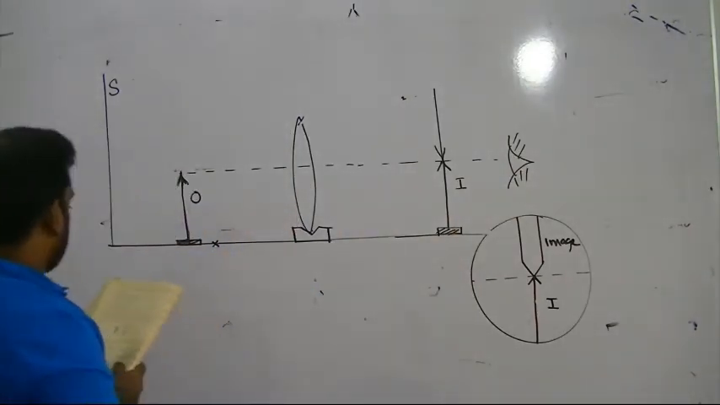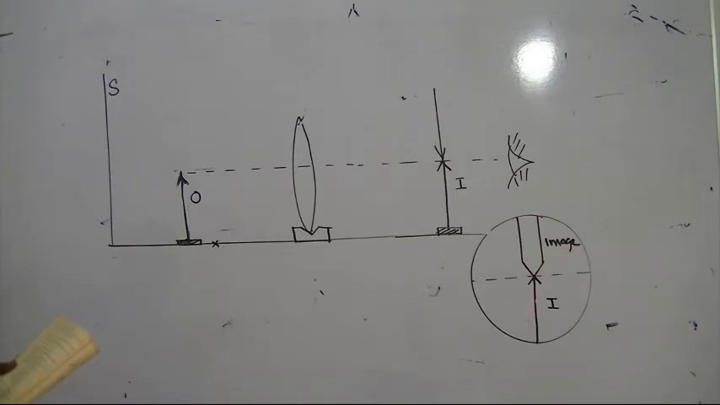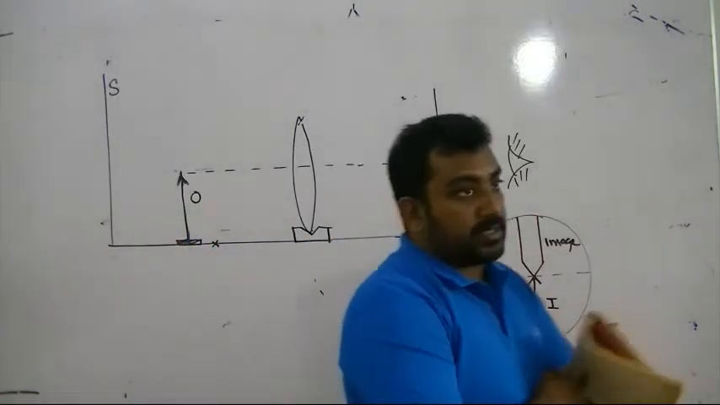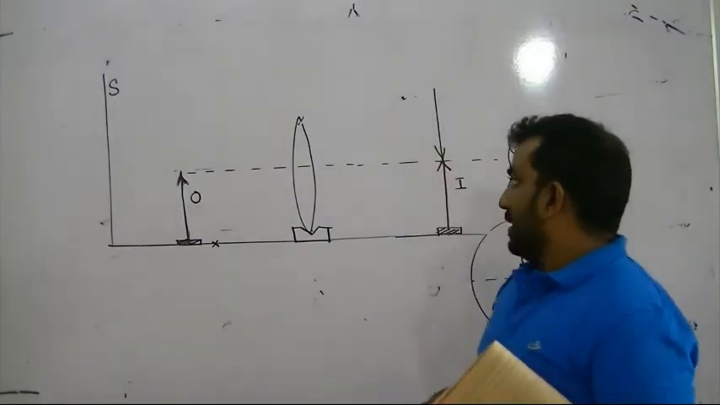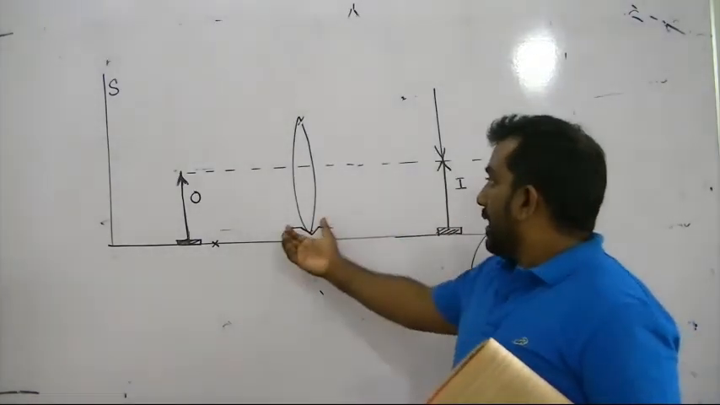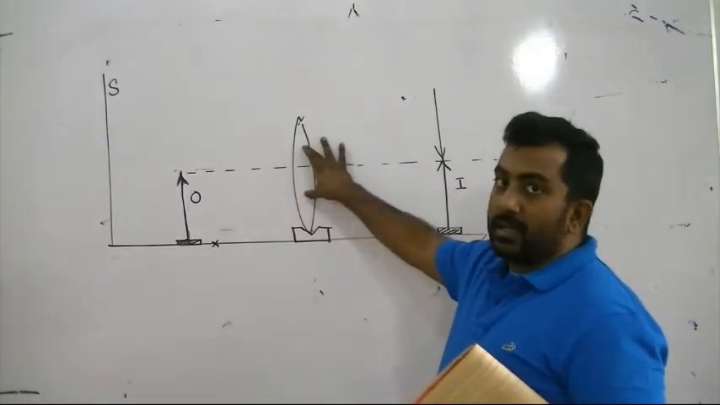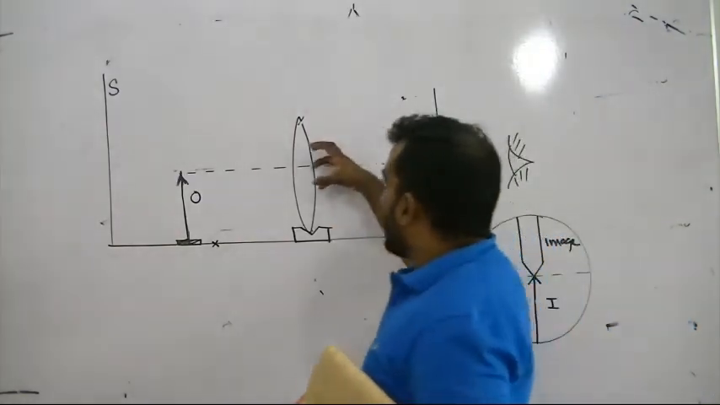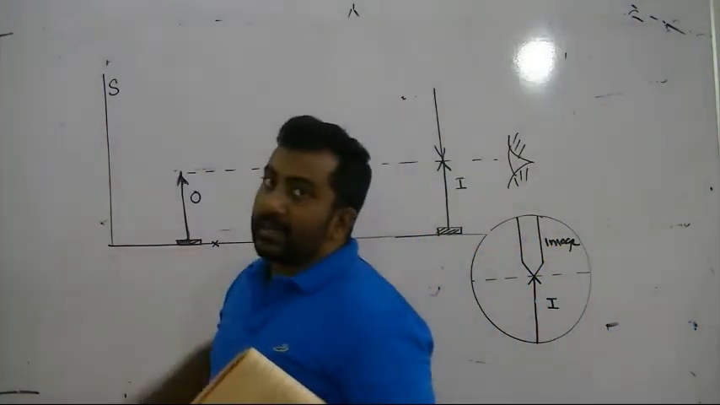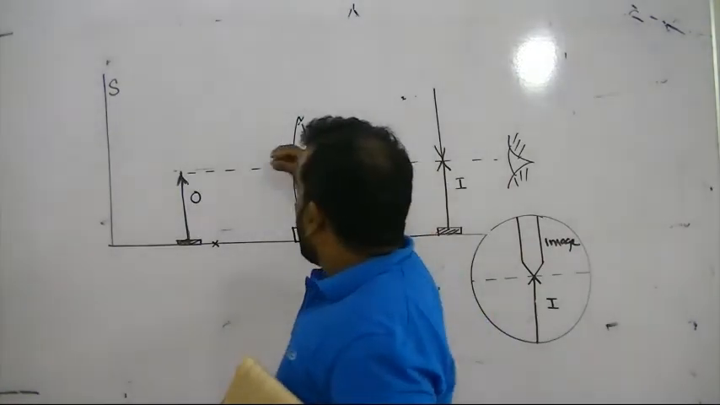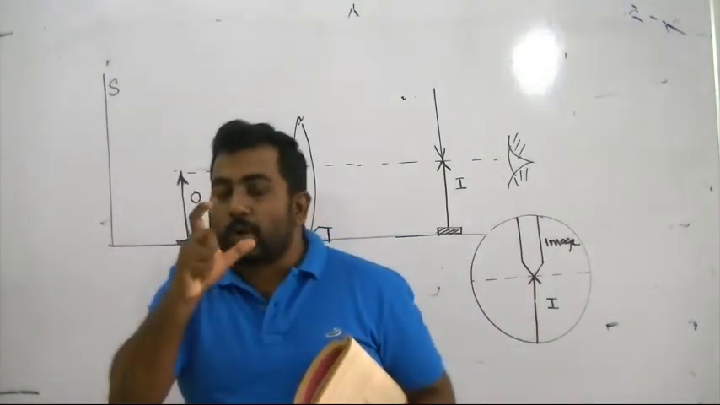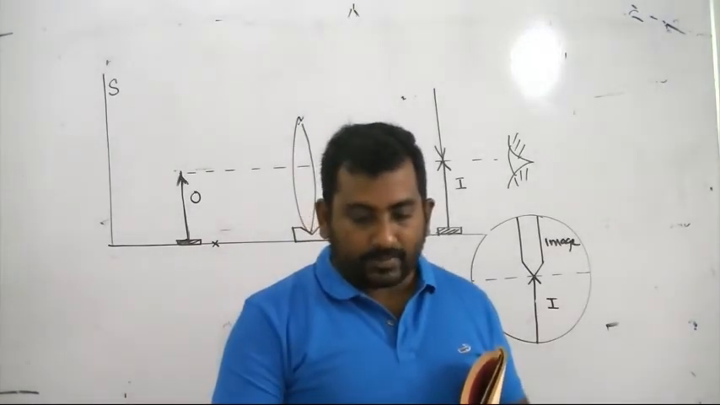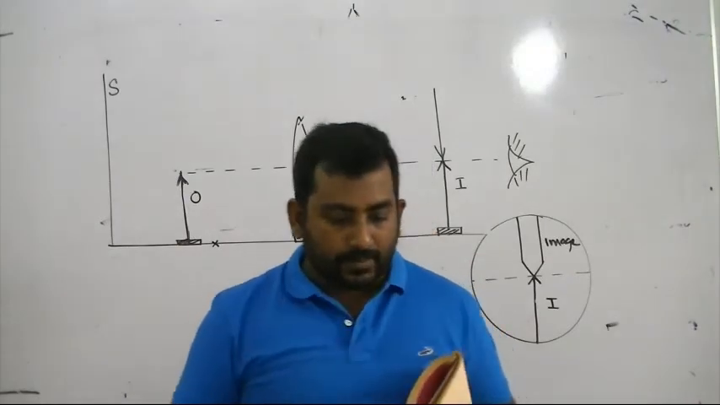Write down the essential experimental steps that you follow in the non-parallax method, which is used to find the position of the image. So what's the first point? Before you do anything, adjust the position of the convex lens so that light rays from a distant object will focus on the screen. That means you can find the approximate focal length.